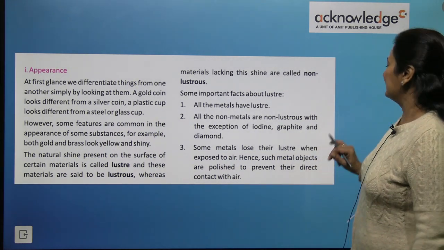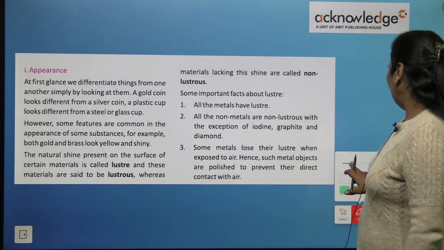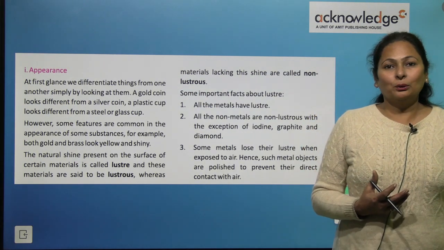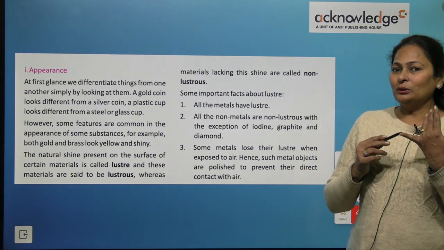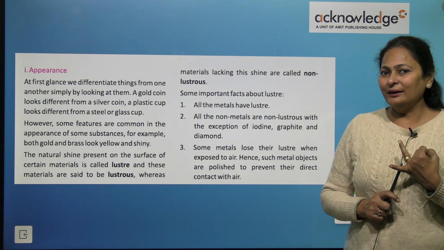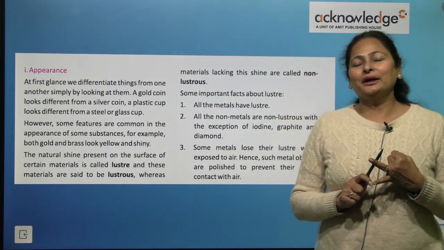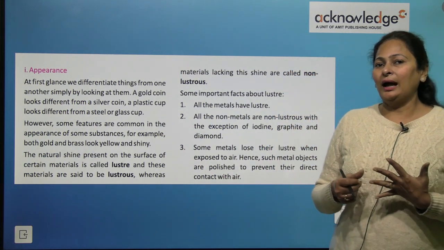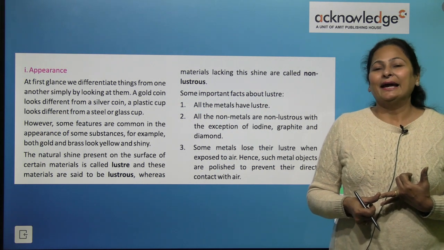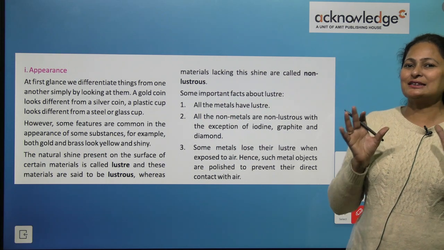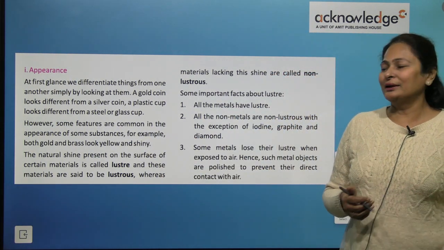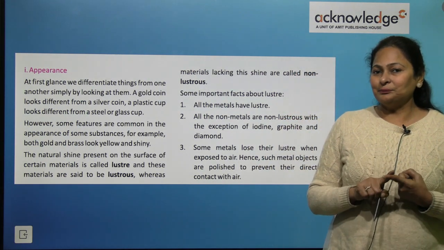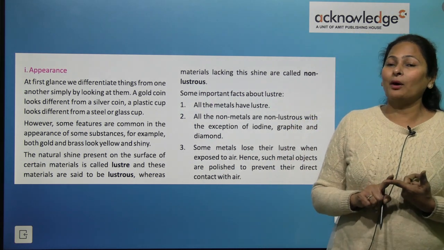First is appearance. Now kids, tell me, if you are looking at any kind of product or material, you can identify it by its appearance, how it looks, right? If you have a gold coin and a silver coin, can you identify them? Yes, a gold coin and a silver coin can be identified easily just by looking at them, right? If you have a plastic water bottle and a glass water bottle, can you identify them? Again, it is very simple to identify just by looking at them. However, some features are common in the appearance of some substances, like gold and brass. But kids, the materials are different. They look alike, but the properties are different.